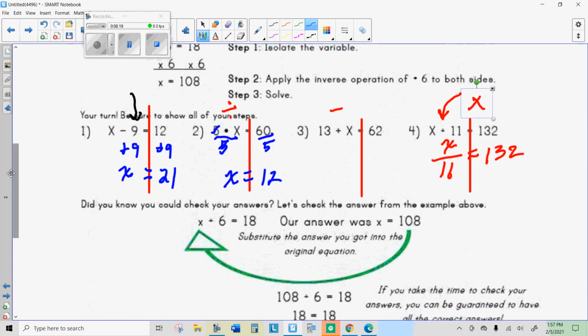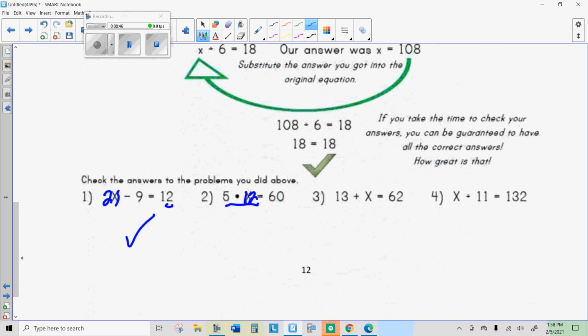All right, on this next one, we're going to subtract because we're adding 13. So I'm going to subtract 13 away. That makes that 0, and 0 plus x is just x. So I have a simpler equation, which just tells me what x is equal to. Whatever you do to one side, you do to the other. 62 minus 13 is 49, I believe. And then we're going to check that. We're going to put 49 where the x is.